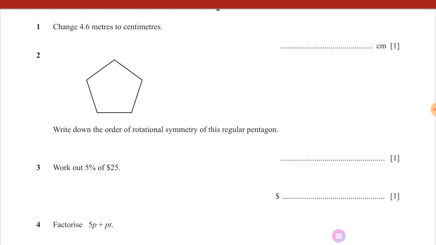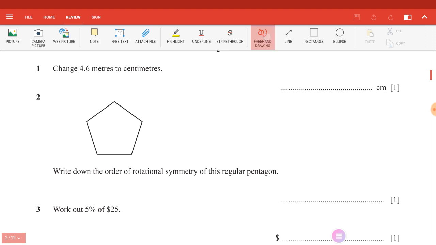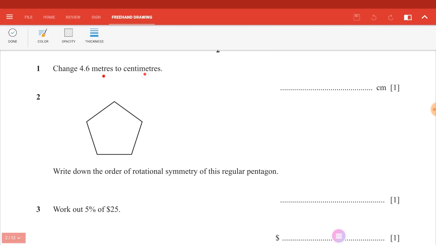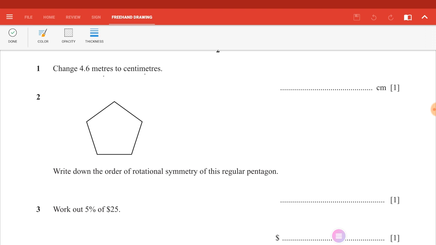Okay, the first question. Change from meters to centimeters. As you know, when we convert from meters to centimeters, you have to multiply by 100. So this number should be multiplied by 100. The answer will be 460 centimeters.